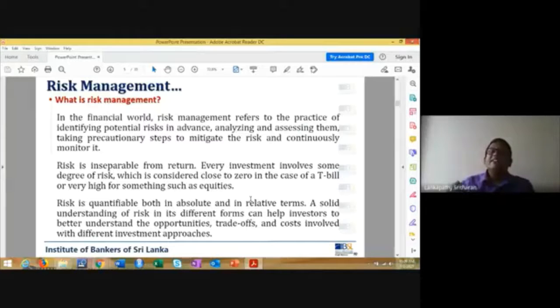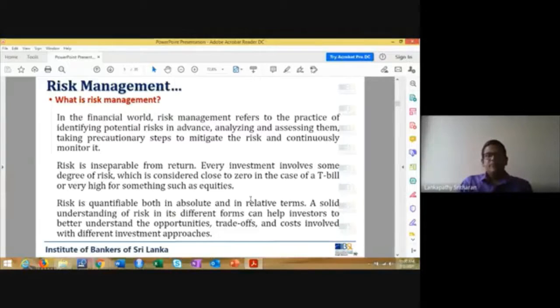Then they will start to identify the risk. That is the first thing in risk management, identifying the risk. In identifying the risk, they will see, okay, in the treasury bill, it's a government guarantee. So the return is 100% guaranteed.